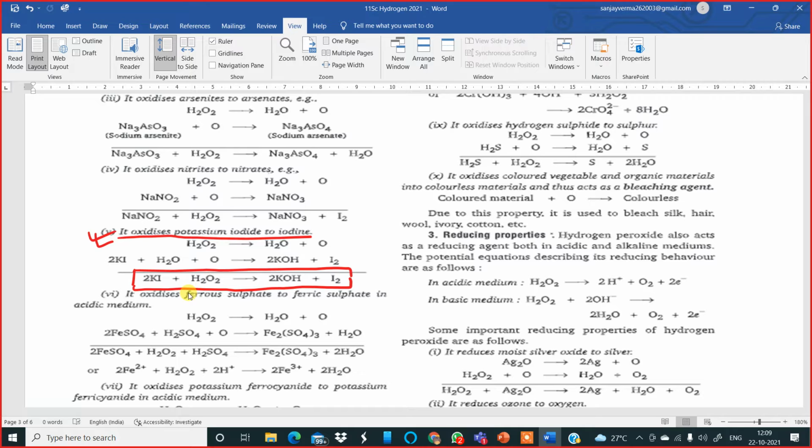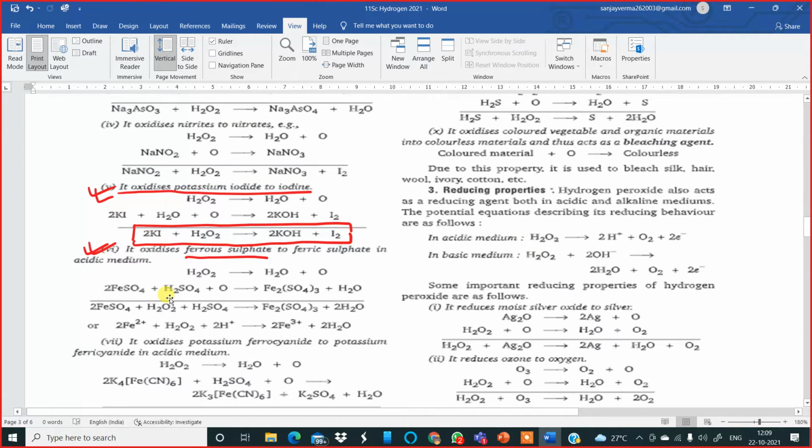Then the next important reaction is the reaction of hydrogen peroxide with ferrous sulfate solution. Here again you learn the final equation given over here. Ferrous sulfate solution with acidified hydrogen peroxide gives ferric sulfate and water. So these are the three oxidation reactions of hydrogen peroxide which you have to remember.